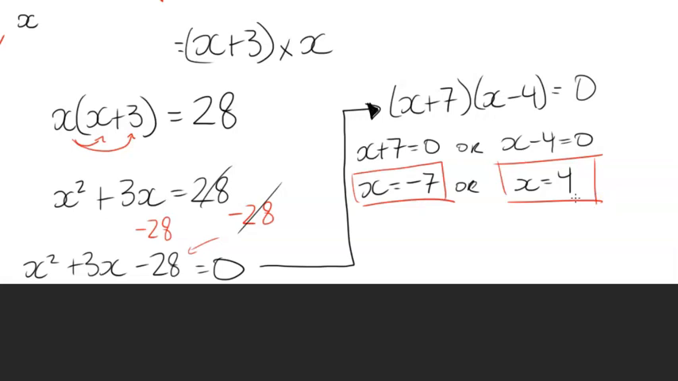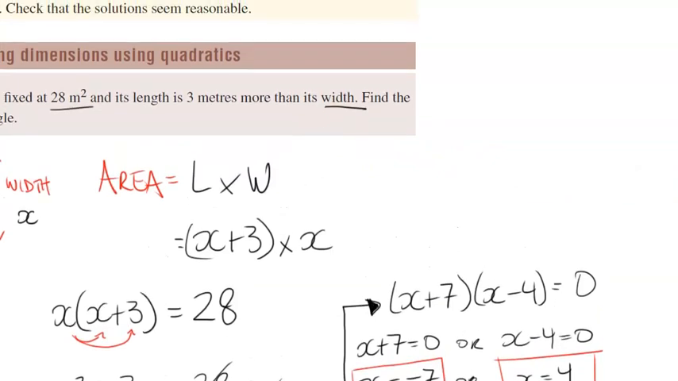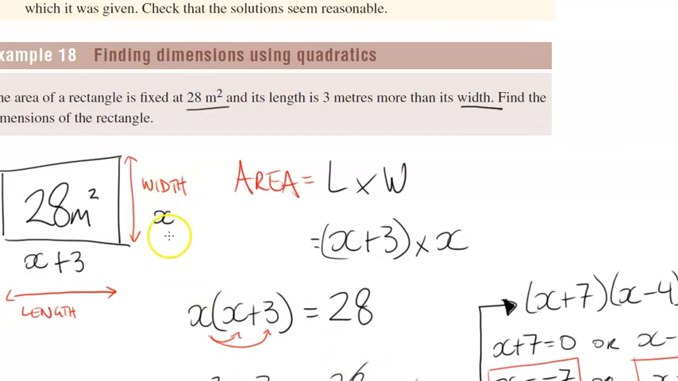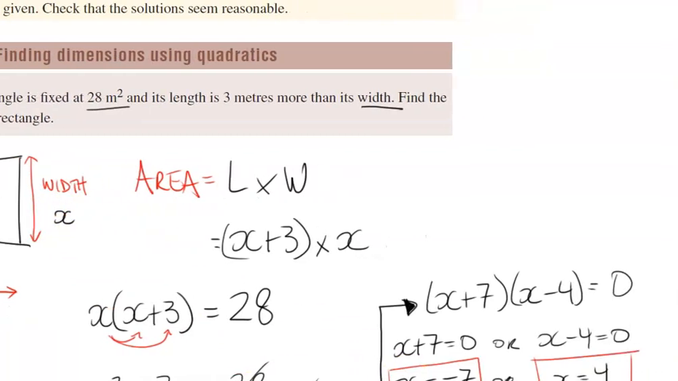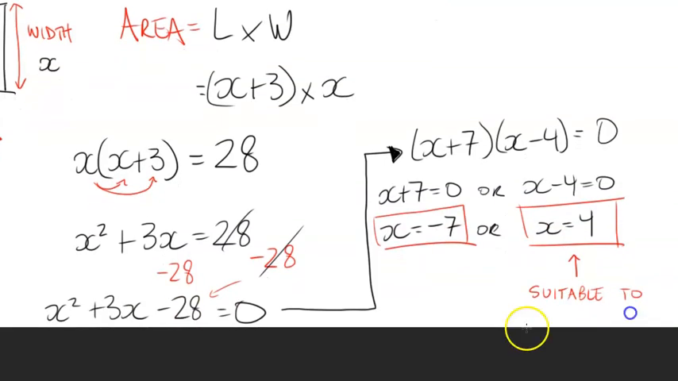But you've got to remember that this is a worded question, so we've got to remember the context. What is it that we were initially trying to solve for? We're trying to find what the width is. We've defined the width as our x, and yay, we have found our x, but we can't have a negative 7 length for our width. It doesn't make sense. So a more suitable solution for this is x equal to 4. So this is suitable to the context.